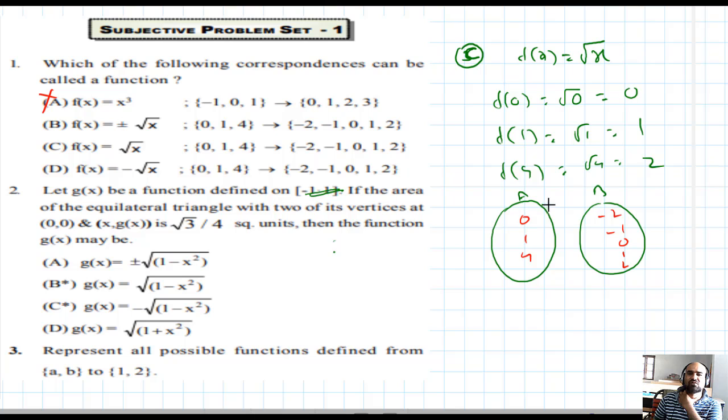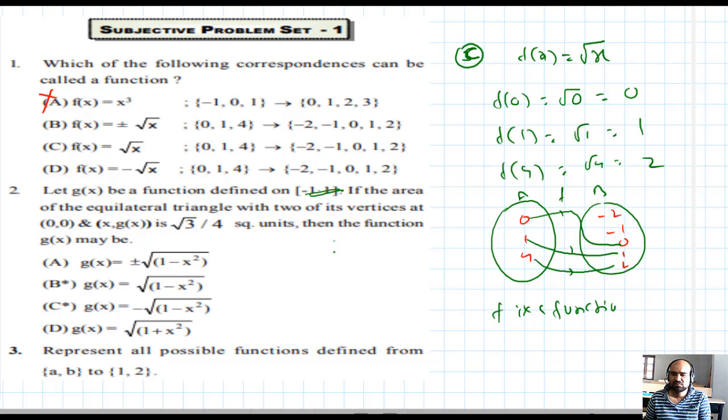According to this rule, 0 is paired with 0, 1 is paired with 1, 4 is paired with 2. Okay, a functional relation only, no? All the elements of A are used up only once. With the definition, f is a function from A to B.